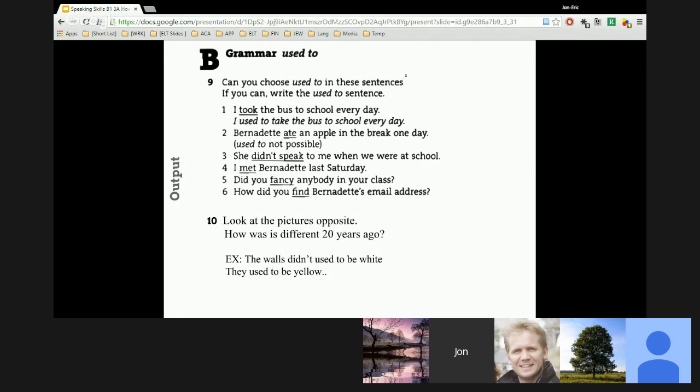Okay, Frederic, I took the bus to school every day. I used to take the bus to school every day. That one's done for us. Can you use used to in the sentences? If you can, rewrite the sentence with used to. So take number 2 for us. Bernadette used to eat an apple in the break one day. Every day, sorry.